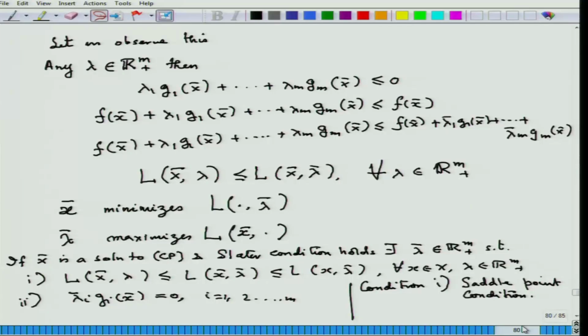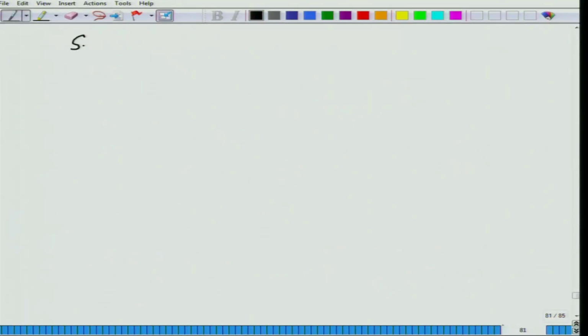Now, let us go for the converse of what I just said: if there are points x bar and lambda bar which satisfy this, what would happen? Is x bar a solution of the original problem? Now, x bar here is an element of X, I do not know whether it satisfies g_i(x bar) less than or equal to 0 or not. So, suppose x bar is not a feasible element.